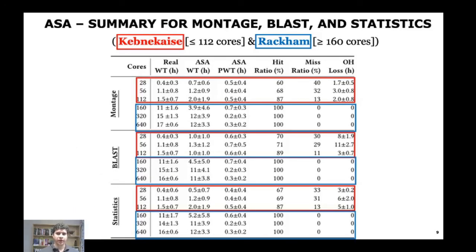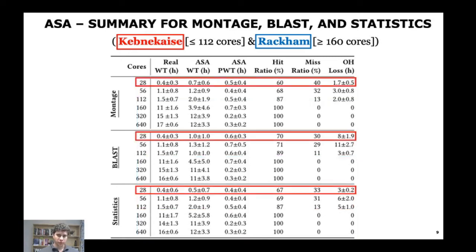Here, we have ASA results for the 60 workflow repetitions for MONTAGE, BLAST, and Statistics in both Kebnekaise and RACKHAM. We can see that ASA estimations varied more in Kebnekaise than in RACKHAM. This is more notable in submissions of 28 cores, regardless of the workflow, and results in some overhead losses. This is also because 28 cores is the queue which receives most of the interactive, debugging, and testing applications, and results in an extreme number of jobs being submitted, all of them starting and finishing at very random times.